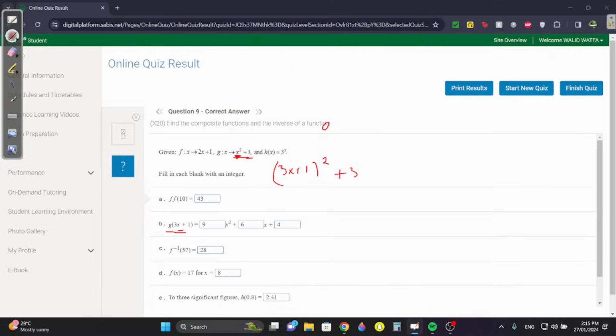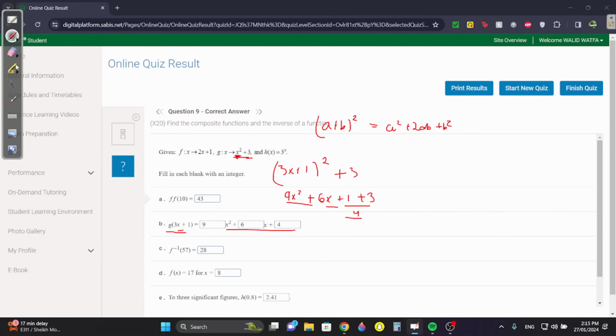So how do you find (a plus b) squared? This is from term 1. A squared plus 2ab plus b squared. So it will be a squared, so 3x squared will be 9x squared, plus 2ab. So 2 times 3x times 1 will be 6x, plus b squared, 1 squared is 1. Plus 3, you get 9x squared plus 6x. 1 plus 3, 4. So you get 9x squared plus 6x plus 4.